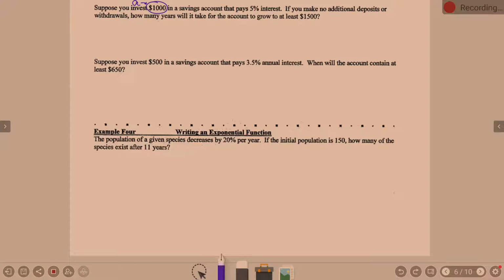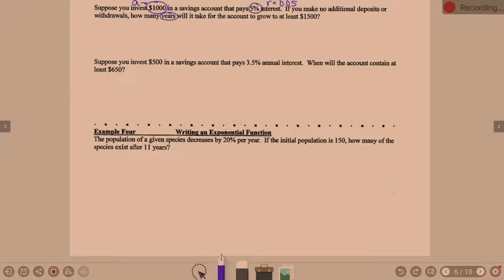That pays 5% interest. What about that 5% interest? That's an R value, isn't it? And what do we specifically use for R? The decimal. So what is 5% as a decimal? 0.05. Okay, good.